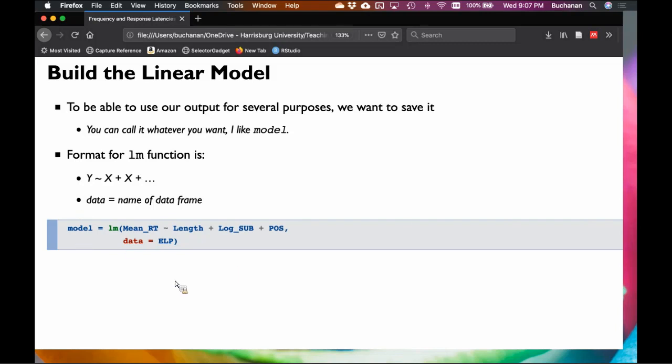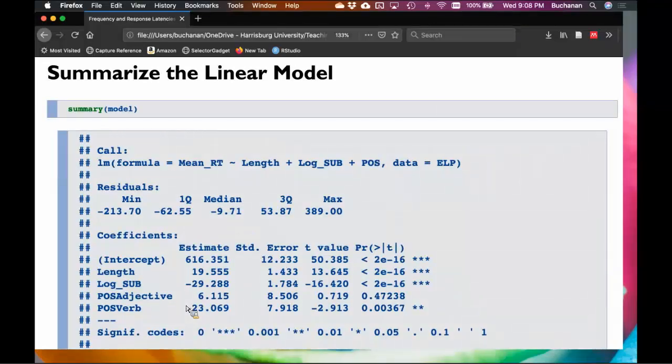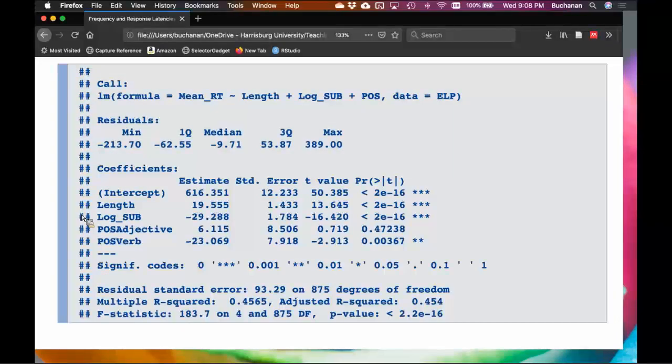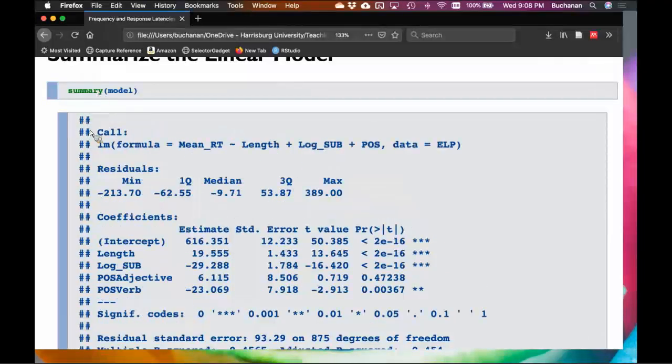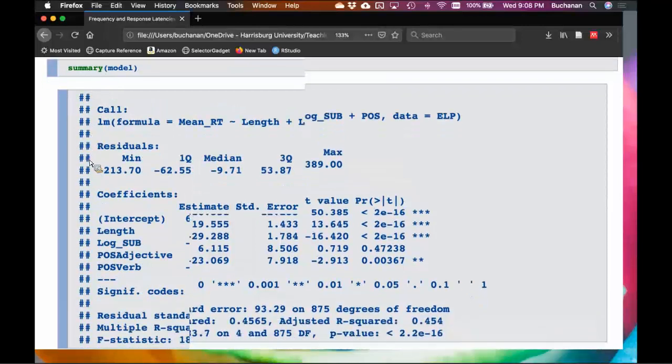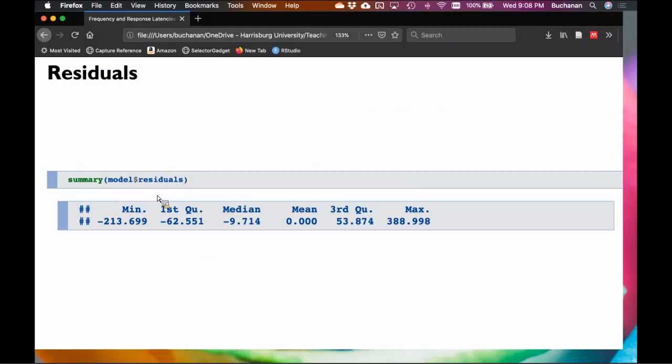I've just saved it as model. I usually tend to do model.response latency or model.something. I think it's because I do a lot of structural equation modeling, and model.fit, model.output tell me this is a saved model output, because those are special types of objects in R. So let's run this summary function and we get everything we need all at once. I'm going to show you this one little piece at a time, but I always just use the summary function. It's great, but it makes it hard to talk about what's going on, so we're going to break this down one piece at a time.